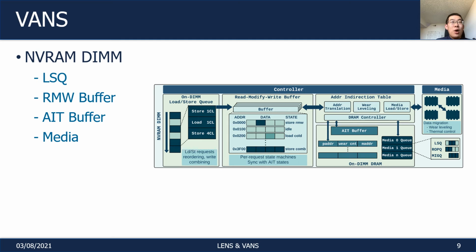Here is an example of the VANS non-volatile memory model. It has an on-DIMM load store queue that reorders requests and performs write combining. There's a read-modify-write buffer, which we refer to as the L1 buffer in the previous slides. There's an address indirection table stored in on-DIMM DRAM that handles wear leveling and address remapping. There's an AIT data buffer stored in on-DIMM DRAM, which we refer to as the L2 buffer in the previous slides. And finally, there is a media model to simulate the non-volatile memory media.